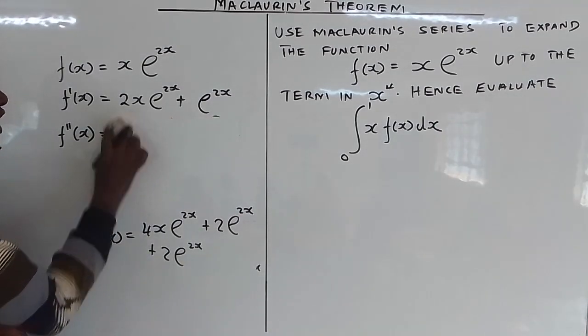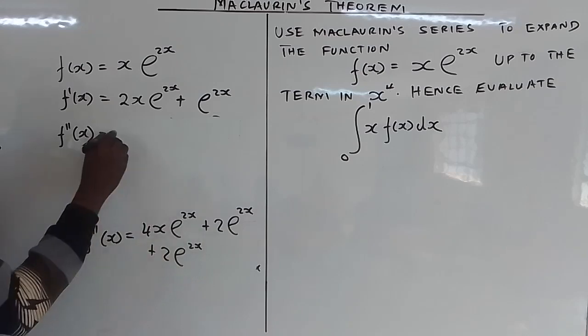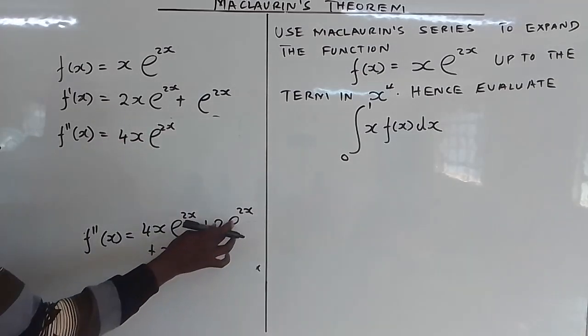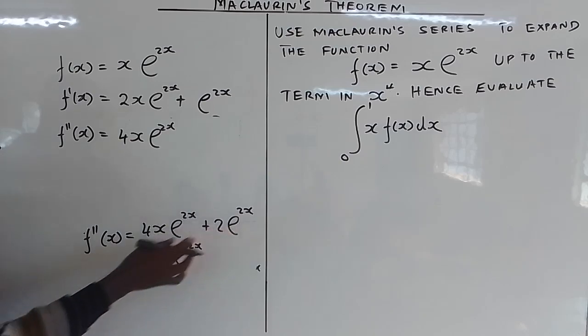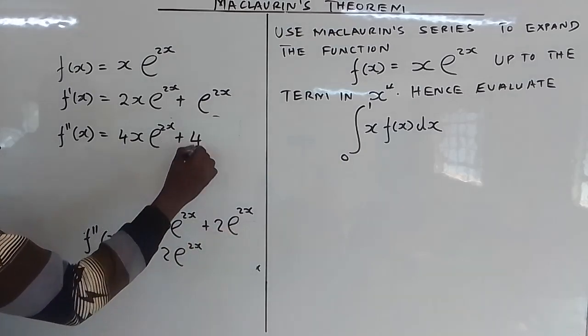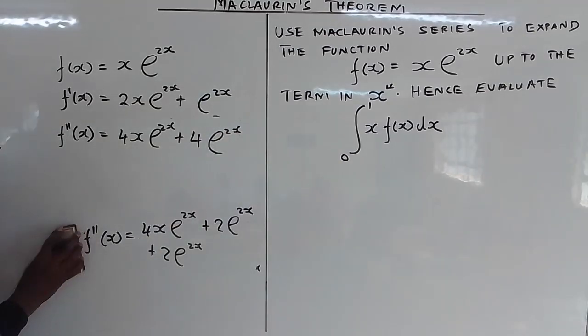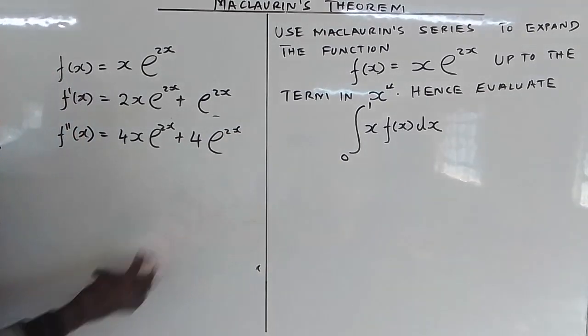So after simplifying it, what have we found? We found it is 4x exponential 2x plus 2 exponential 2x plus 2 exponential 2x, you get 4 exponential 2x. So we are done with that part.